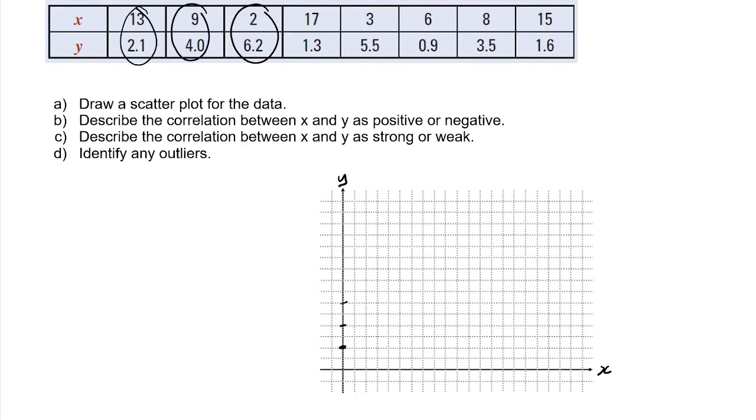So let's draw up our scale. I'm just going to go from 1 to 7, and I'm just going to go up by 5s here. Alright, so I've got the scale on there, and we're ready to get going.